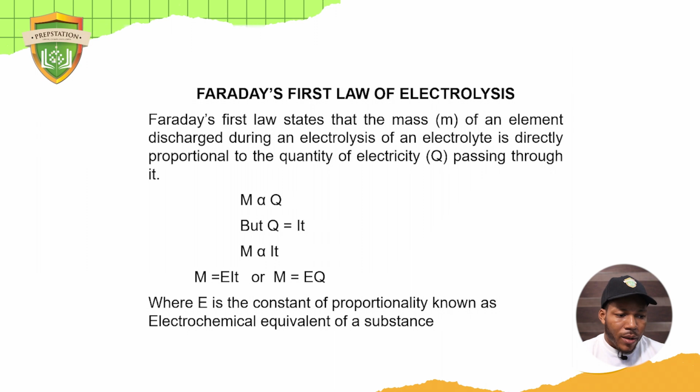Furthermore, we can now say that the mass here is proportional to IT, where M equals E times IT. What does E stand for? E here means the electrochemical equivalent, which is a fixed value in this law.